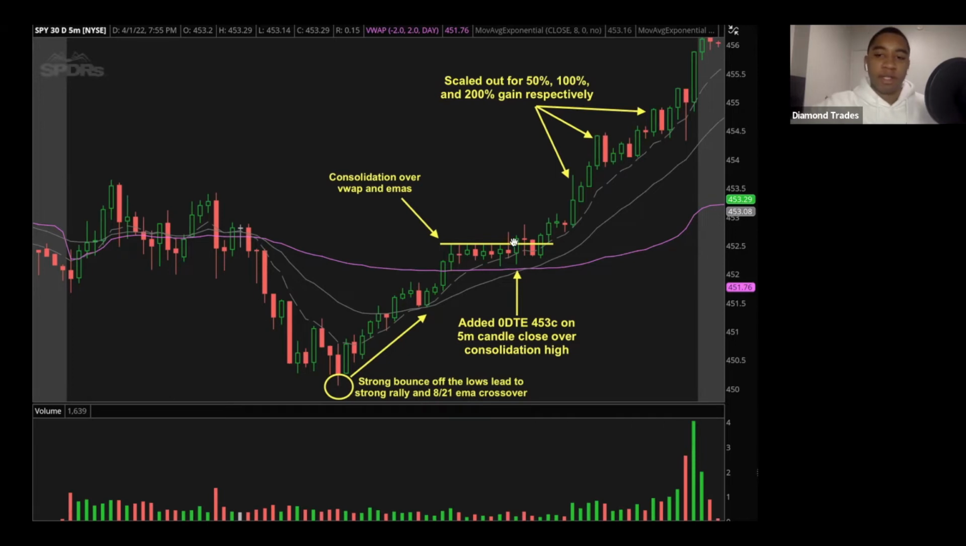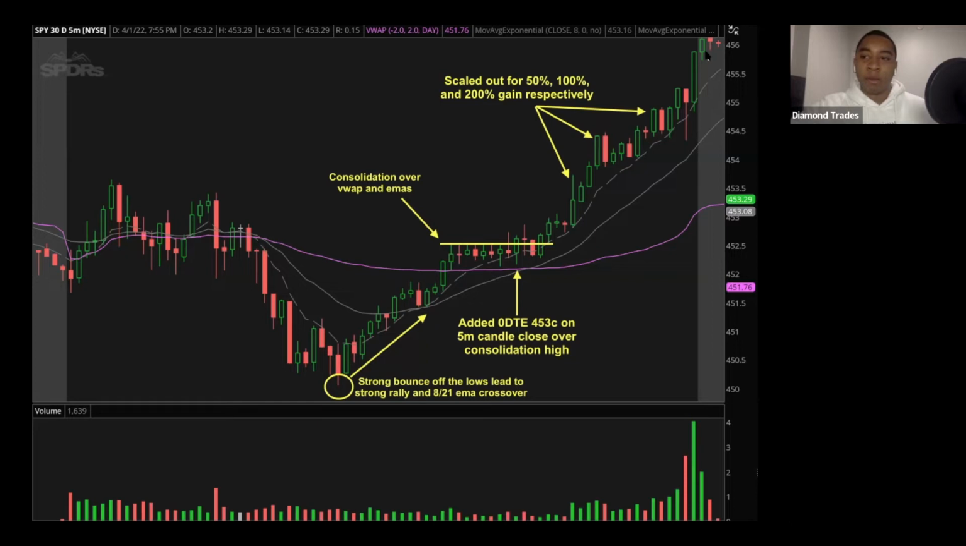Again, that bullish flow continued after we had already broken out of this consolidation. We continue to see a move higher. We break over high of day, and I begin to scale out of my position after I'm up about 50%, 100%, and 200%. I'll go ahead and move this box down.